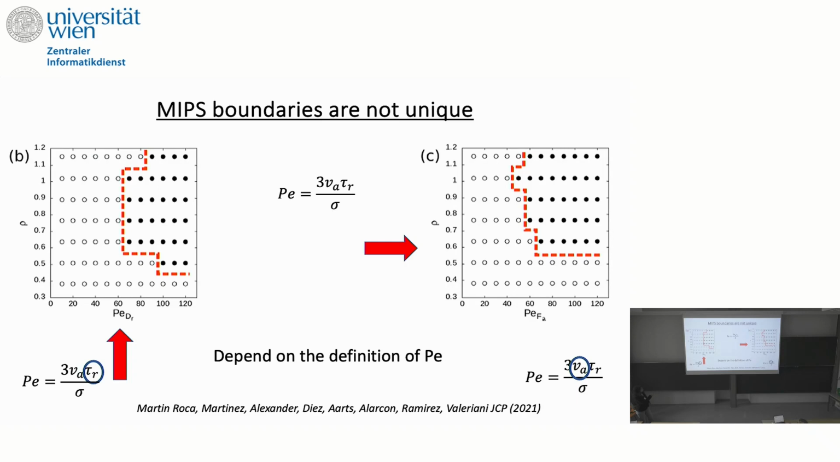However, these phase boundaries are not well defined because, as I mentioned before, this Peclet number can be changed by either changing the reorientation time or changing the propulsion speed. And as you can see, this phase boundary moves because the system is not an equilibrium system.